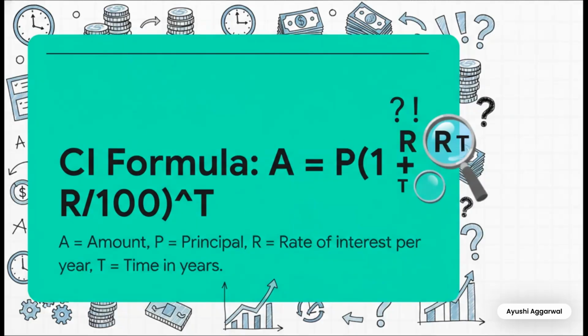Simple, right? I'm sure all of you have seen this formula. A is the final amount, P is the principal, R is the rate of interest per year, and T is the time in years. It looks simple enough, but the examiners love to play games with R and T. But don't worry, we're about to master all of its variations.